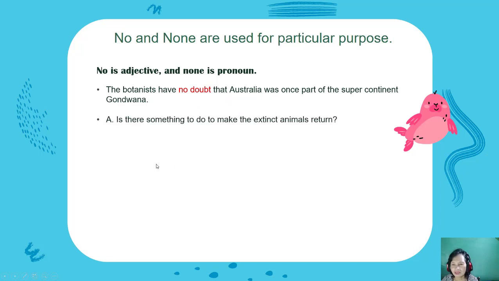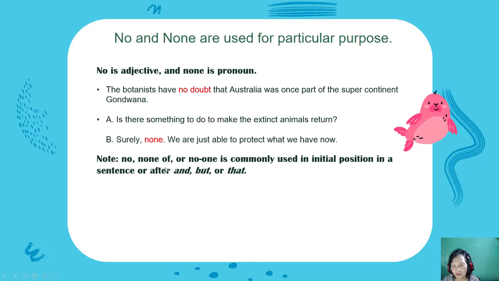Okay, is there something to do to make the extinct animals return? Surely none. We are just able to protect what we have now. So none here is the same as this: there is nothing to do. No is an adjective. No doubt. There is none. None is a pronoun. That's why it stands alone. But you can have it in this form: there is nothing to do. Actually, this is the same.